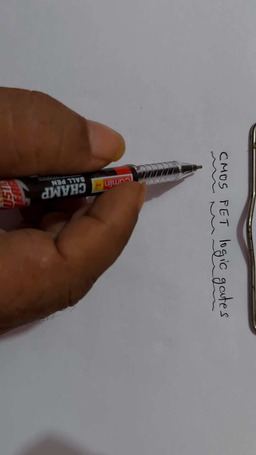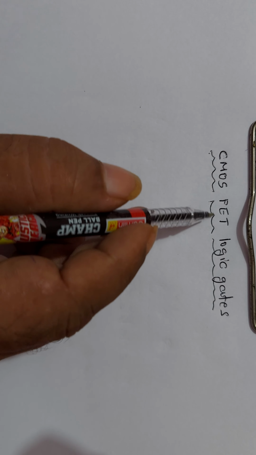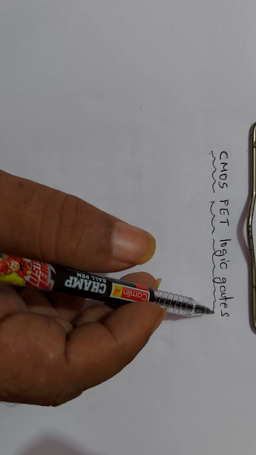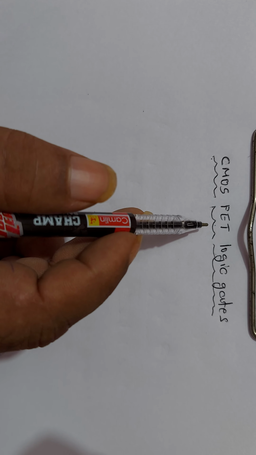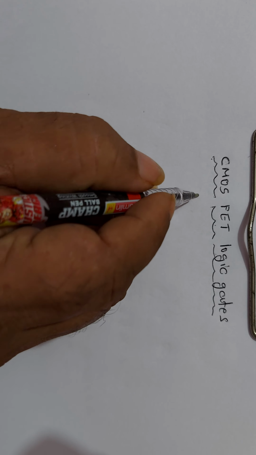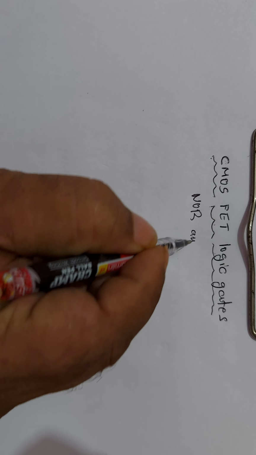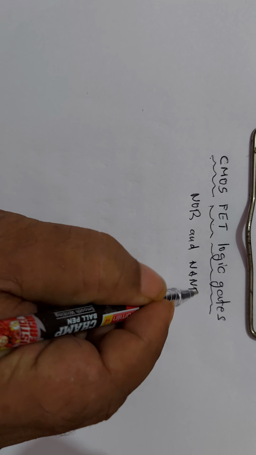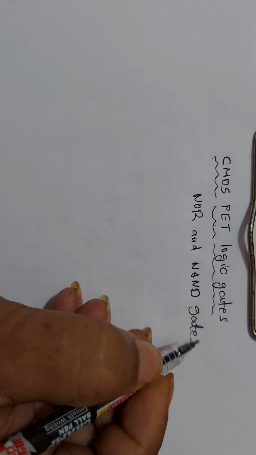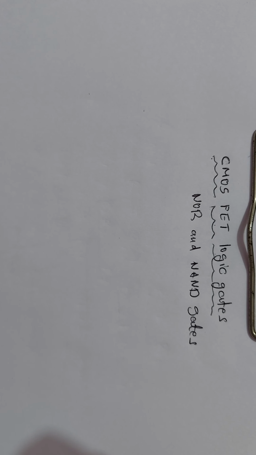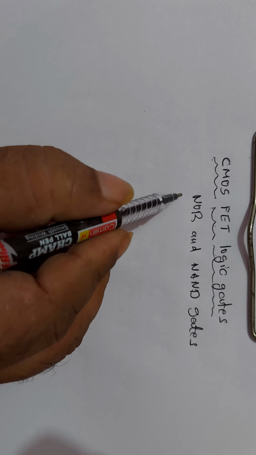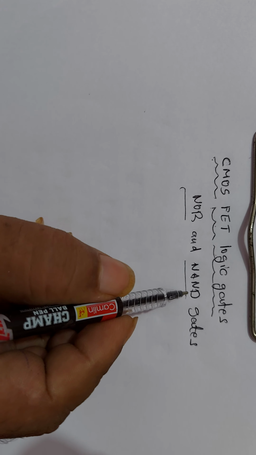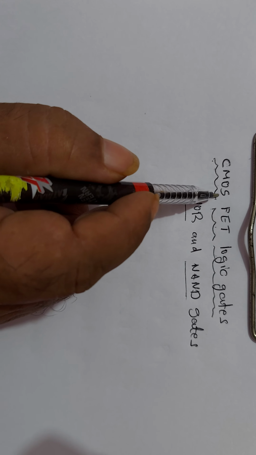Today we shall discuss CMOS FET logic gates. Last time we discussed the construction of universal gates, NOR and NAND gates, using bipolar transistors. Today we shall discuss the construction and working of the same universal gates, NOR and NAND gates, but by means of CMOS gates.